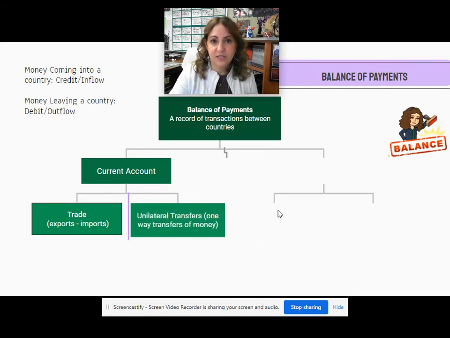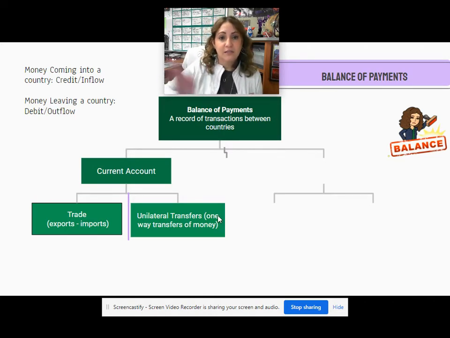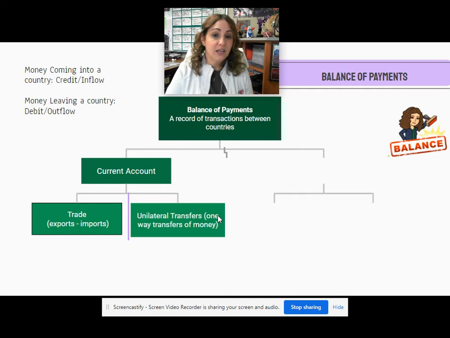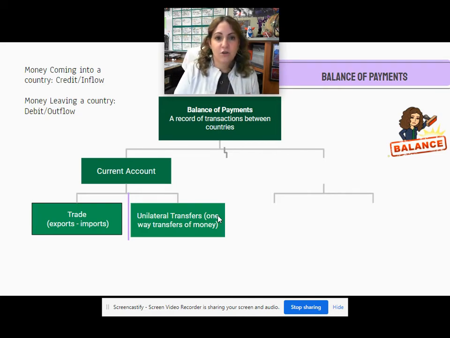Another type of transaction in the current account is called a unilateral transfer. It's a one-way transfer of money. With trade, money is exchanged for goods and services, but a unilateral transfer is not being exchanged for anything. So maybe immigrants send a portion of their paycheck to their family that lives in a different country. That would be money flowing out, an outflow, and an inflow into that foreign country. They're not buying anything from their relatives, they're just sending money home.